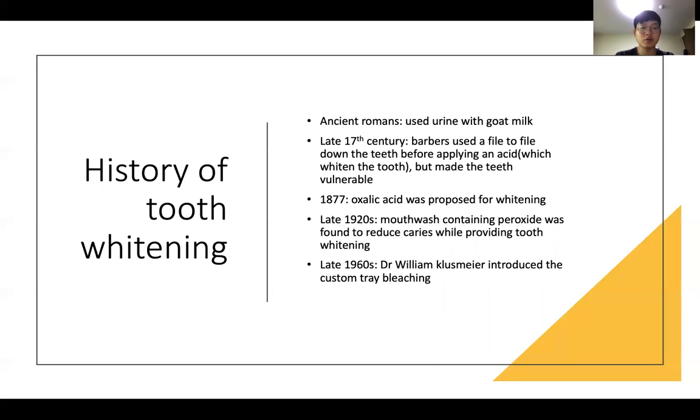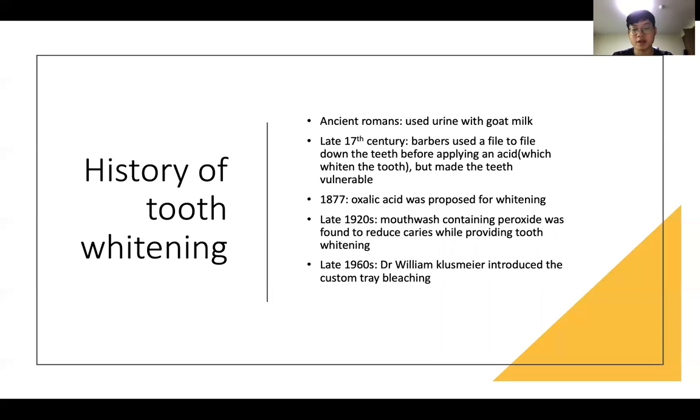Now for the conclusion, we can know about the history of tooth whitening. Ancient Romans used urine with goat milk for tooth whitening. And in the late 17th century, barbers used a file to file down the tooth before applying an acid, which would whiten the tooth. But in this case, it made the teeth very vulnerable.